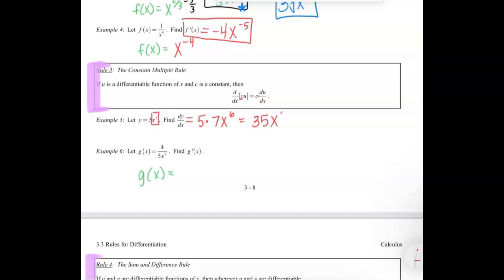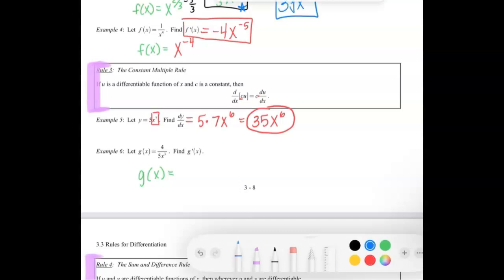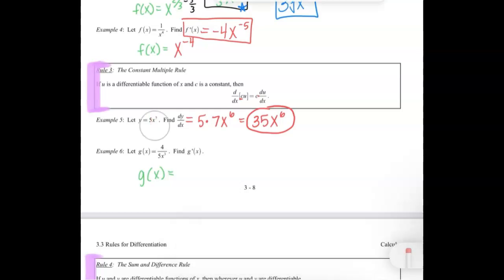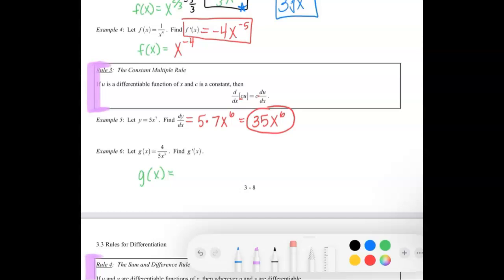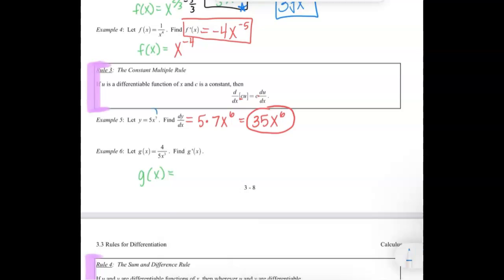So 35x to the 6th. Now we could have just done that right away. We could have said, let's not separate them and let's treat it like one thing. When we drop the 7, it gets multiplied to the 5. So 7 times 5 is 35, and then subtract 1. We could have jumped there, but I want you to remember that you can keep the constant separate from it, because it does come in handy later when the problems get trickier to keep the constant in front.